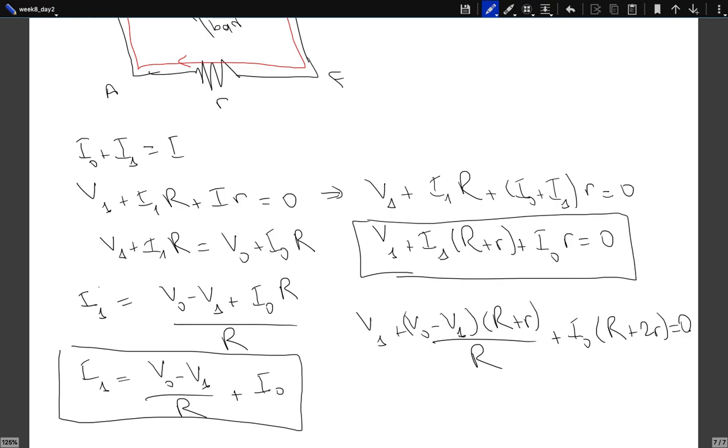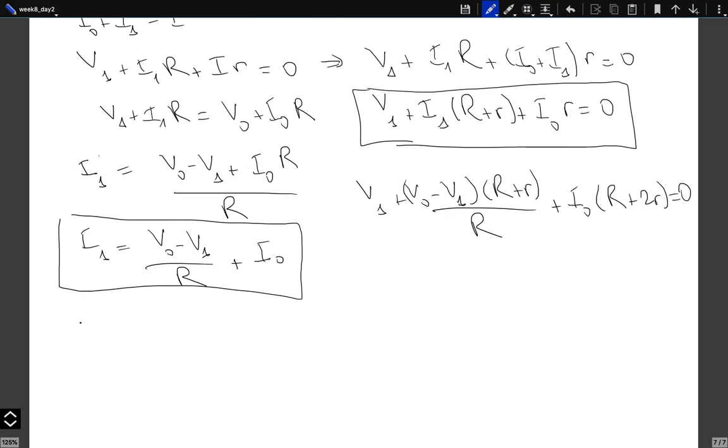What I did is I just took this I1, put it over here, and multiplied with small r plus capital R. This first term is this one. The second term just gives me I0 times this factor. I have another I0 times small r over here. I just sum them up. So I have I0 times capital R plus twice small r.